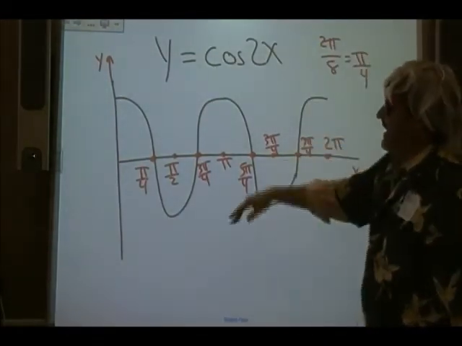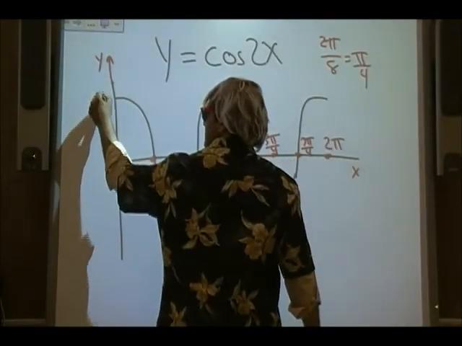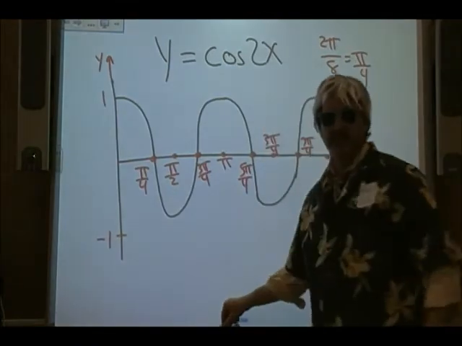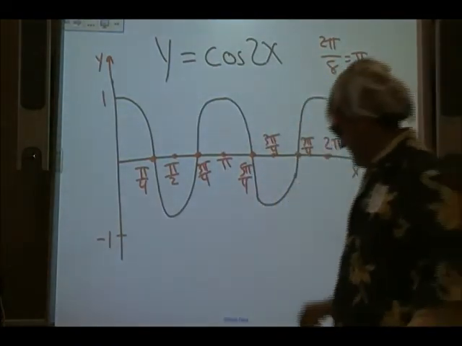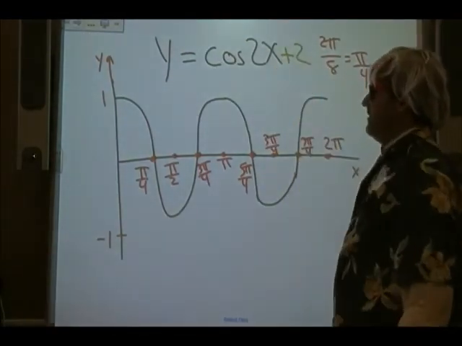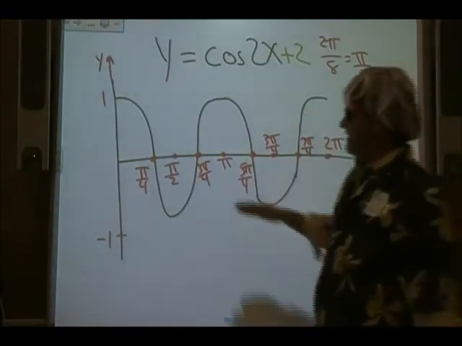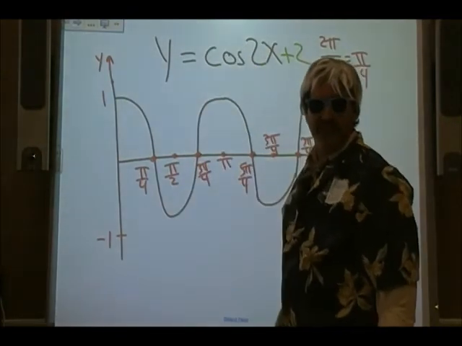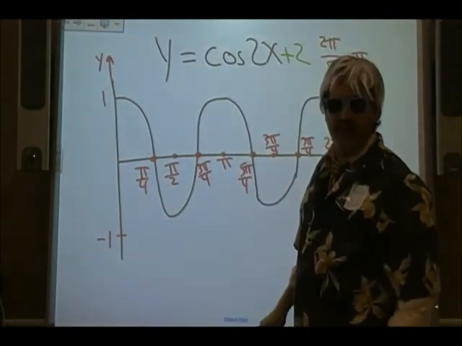Now you want to find out its amplitude. Well, amplitude is the number in front, and it's just 1. So this is 1, and this is -1. Okay? And if I were to change something, watch this. If I were to add a 2 here, right? If I were to add a 2, well, what happens? That means this whole thing shifts up 2 places. So the easiest way to shift up is just add 2 to everything.